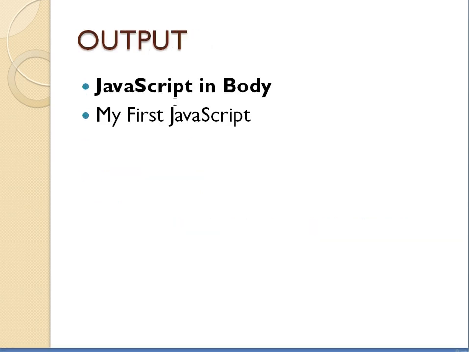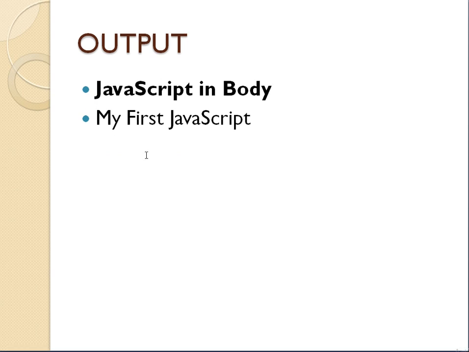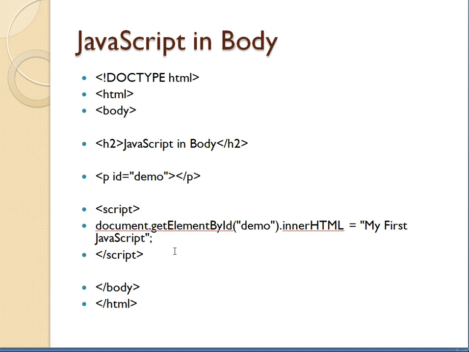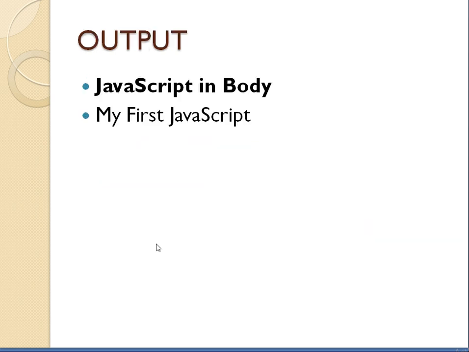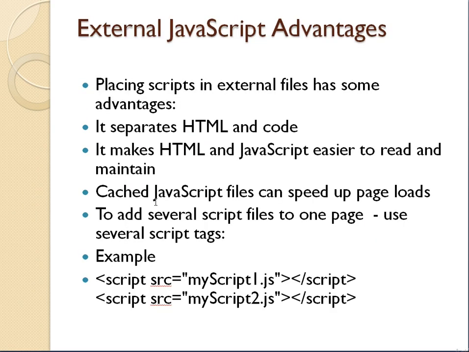You can see the output of it. I'll just show you. This is JavaScript in body. This is the button, and then when you click, my first JavaScript. But my first JavaScript was written here in the body tag only, right? So in the body tag you can also write JavaScript.